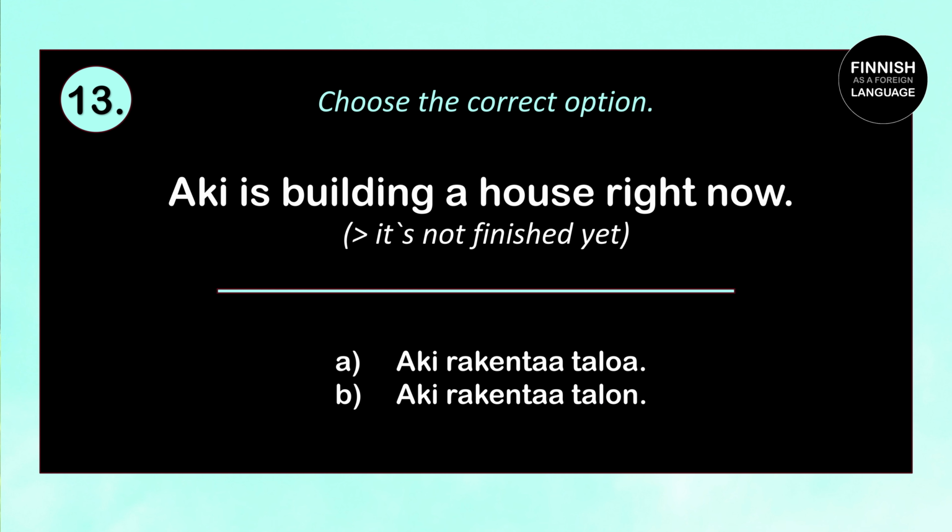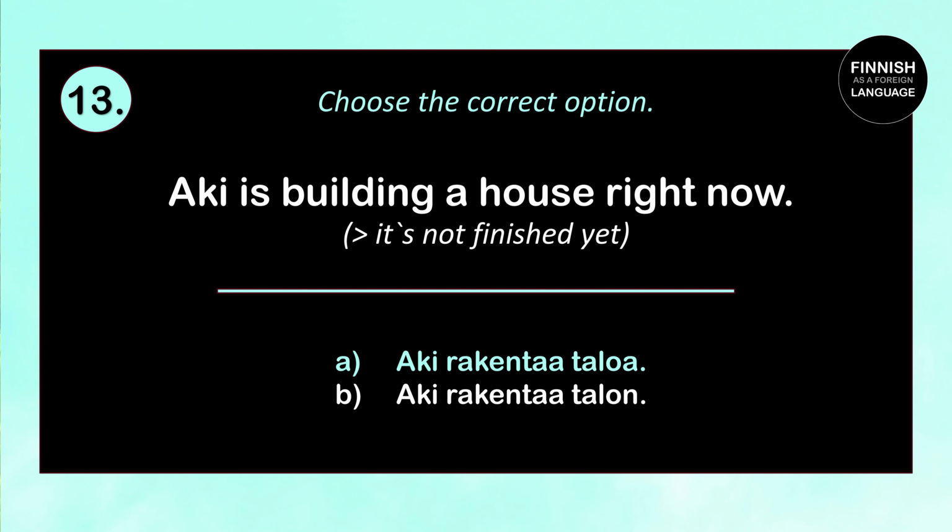Next one. Here we have an easy one. Partitive or genitive. We want to say, Aki's building a house right now. It's not finished yet and we don't even know if he's ever going to finish it. So, how do you say it in Finnish? That's right, it's answer A. Aki rakentaa taloa means Aki's building a house. So, taloa is the partitive case of the word talo, which means house, and we need here the partitive case because we're having here an ongoing activity.